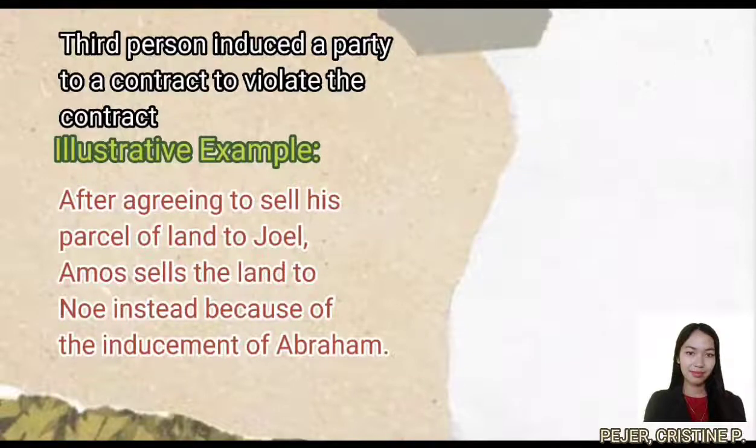Diba hindi nag-comply si Amos kay Joel? So dapat ang kasuhan ni Joel ay si Amos for not doing their obligation. But under the exceptions of relativity of contract, pwede na nating kasuhan yung third person na nag-induce kay Amos to not comply with the obligation. Because according to Article 1314, any third person who induces another to violate his contract shall be liable for damages to the other contracting party. So dito, pwedeng madamay yung third party, which is pwedeng kasuhan ni Joel si Abraham for damages. So this is the last exception of relativity of contract.